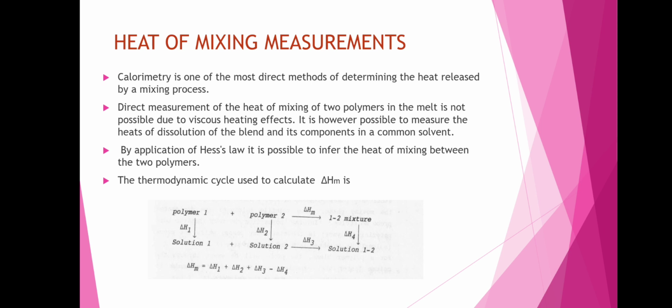The thermodynamic cycle used to calculate delta Hm is as follows. Polymer 1 contains delta H1 and it goes to solution 1. Polymer 2 contains delta H2 and it goes to solution 2. When mixed, they go to the 1 and 2 mixture, which leads to a solution of 1 and 2. The total gives delta H1 plus delta H2 plus delta H3 minus delta H4 equals delta Hm, the thermodynamic cycle.